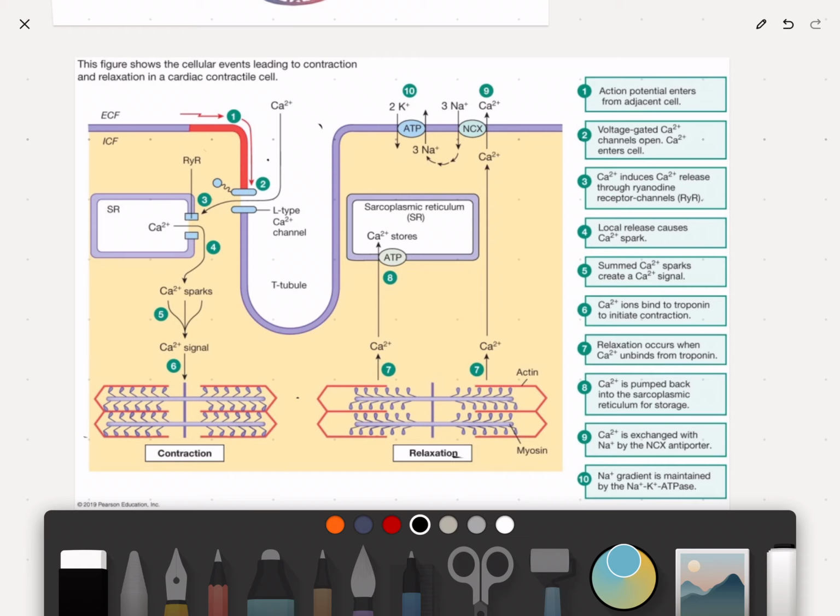So briefly, to reiterate, the initiation of the action potential in cardiac muscle is very different. You have no direct, meaning synaptic, neural control of the heart muscle cells. So there's no stimulus coming from the nervous system saying to beat. They are what we call autorhythmic.